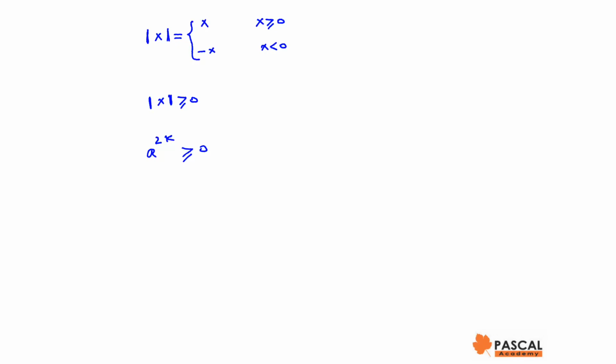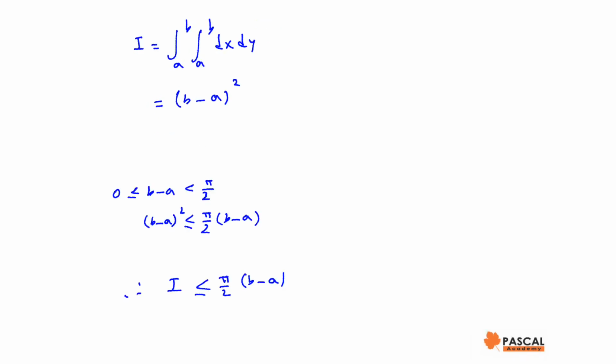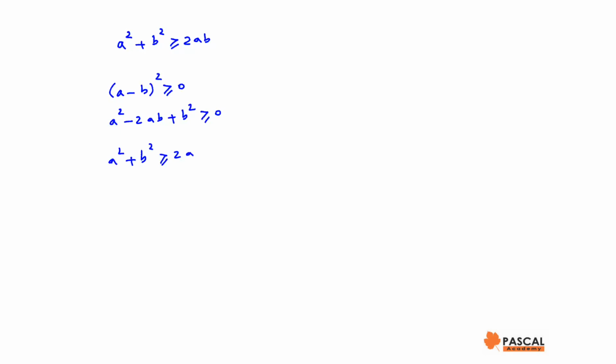Let's have some basic examples. Let's prove a² plus b² is greater or equal than 2ab for all real numbers a and b. We know (a minus b) to the power of 2, the square of a binomial, is always greater or equal than 0. Therefore, a² minus 2ab plus b² is always greater or equal than 0. This means a² plus b² is greater or equal than 2ab.